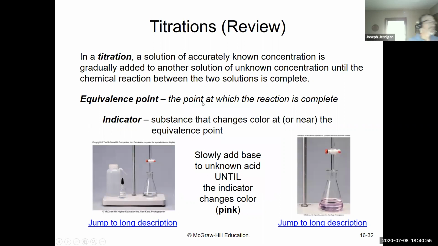Titrations. In a titration, a solution of accurately known concentration is gradually added to another solution of unknown concentration until the chemical reaction between the two solutions is complete. The equivalence point is the point at which the reaction is complete. An indicator is a substance that changes color at or near the equivalence point. And the way we will actually do this in our laboratory, we're going to slowly add base to an unknown acid until the indicator changes color.